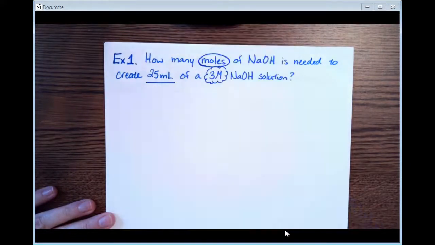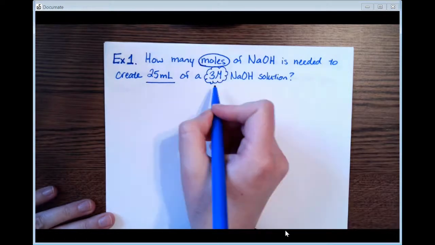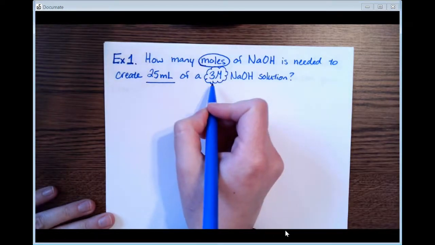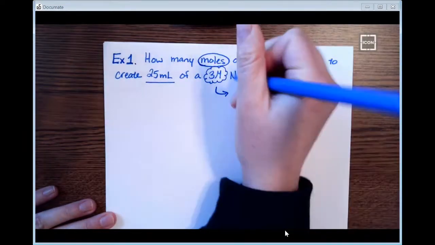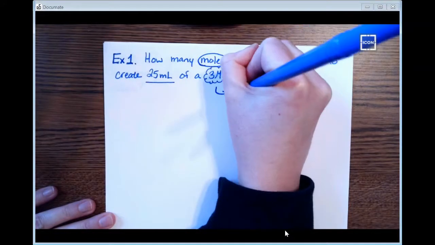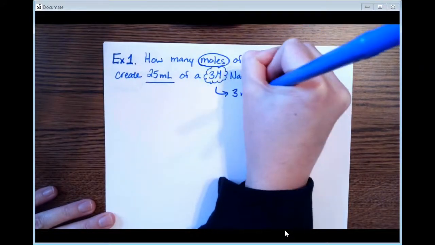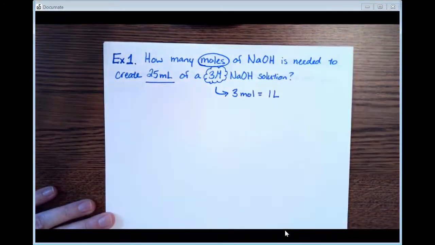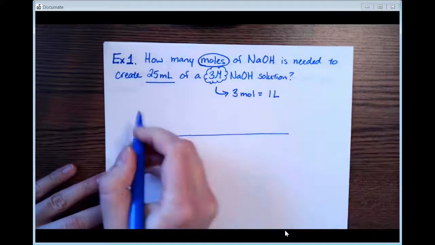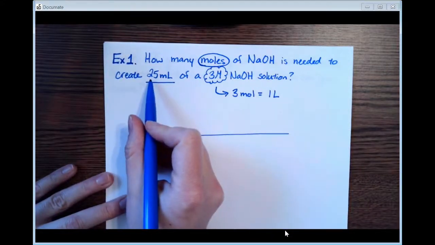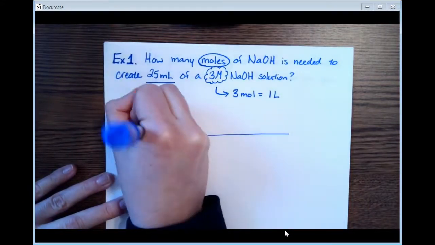Okay. So one thing I want to remind you, remember, this is going to be the conversion factor, not the given. So instead of writing it as 3 molar, I'm going to say that 3 moles is equal to 1 liter. And I'm going to use that later on in my table. So otherwise, we can go ahead and set things up. Remember, your given always goes in the first spot, so that 25 milliliters is going to go up front.